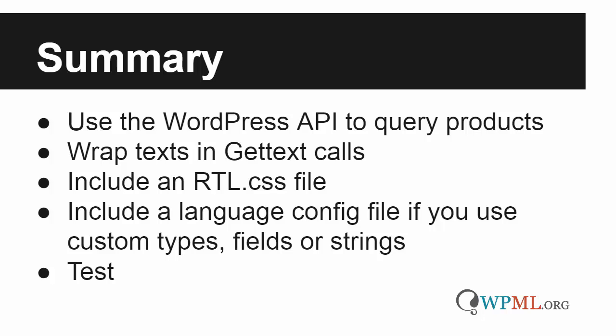Next thing is, of course, remember to wrap your texts. Every static text in the theme, in your code, remember to wrap it in gettext calls. This is a good practice for any theme. It allows your theme to run on a single other language, and it allows your theme to run on multilingual sites. Make sure that your theme ships with an RTL CSS file. Include a language configuration file which tells WPML what needs translation, and test everything.